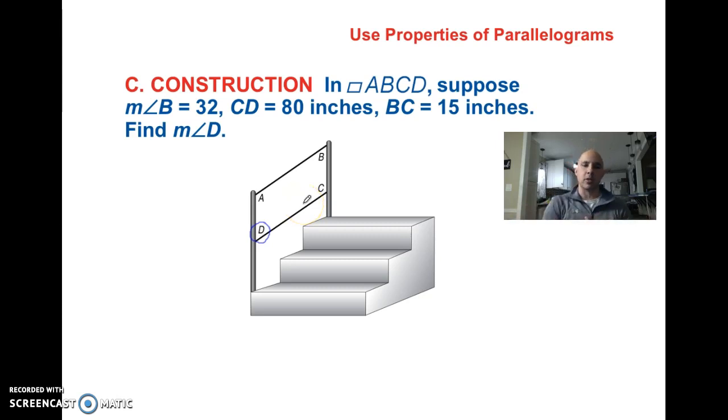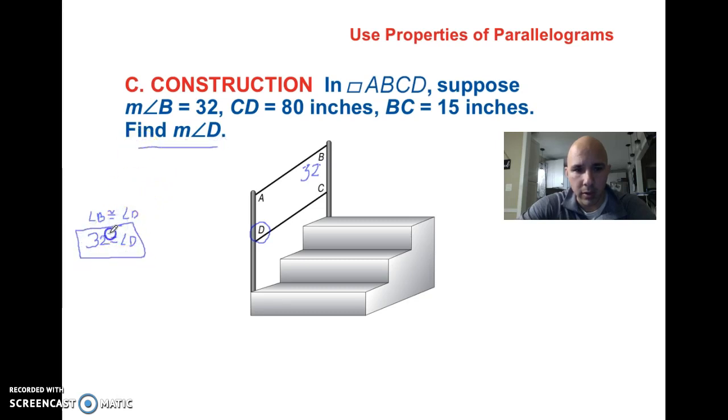First thing I want to do is write down some known information. I know that angle B is 32 degrees, so I'm going to put this in there. One of the properties for parallelograms says that opposite angles have to be congruent. So angle B is congruent to angle D. We know that angle B is 32 degrees, so I'm going to substitute that in. They're asking us to find angle D. So here it is. Angle D is 32 degrees.